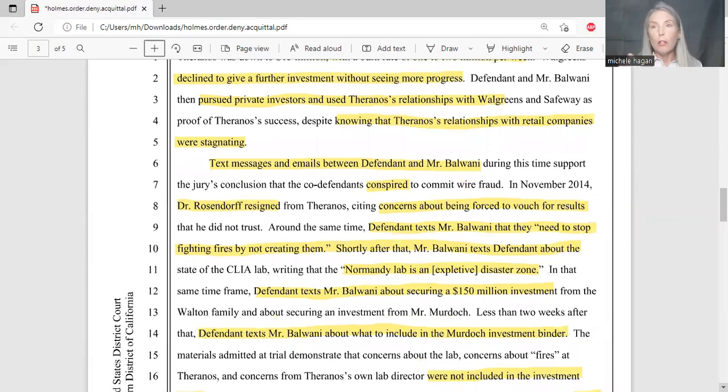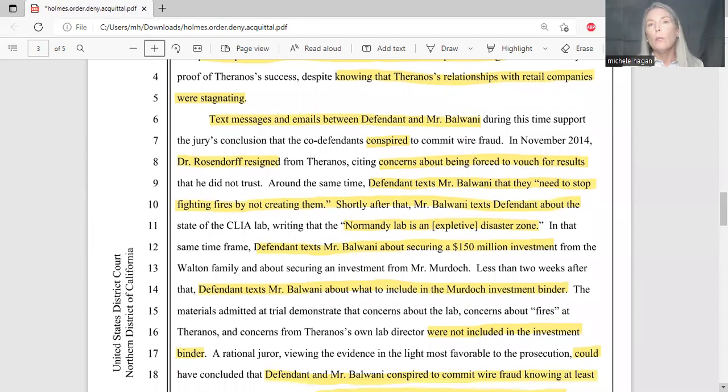So the judge also says the text messages and emails were persuasive, right? The emails between defendant Holmes and Balwani, if you look at the many videos I did on the texts between Balwani and Holmes, you can see some of which is cited in this ruling here. So the judge said the text messages and emails between the defendant and Mr. Balwani support that they conspired to commit wire fraud.